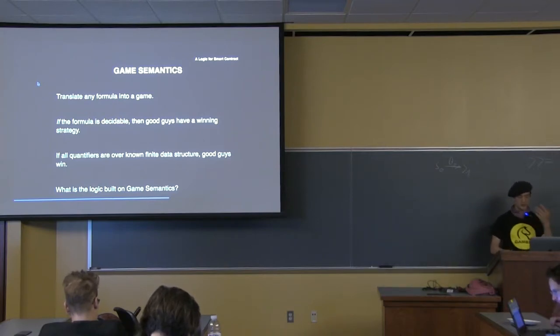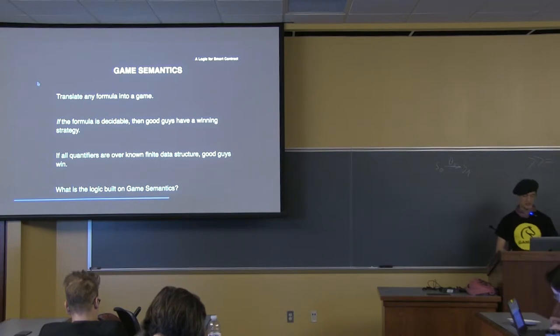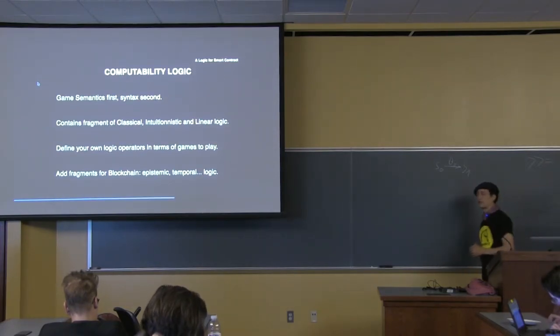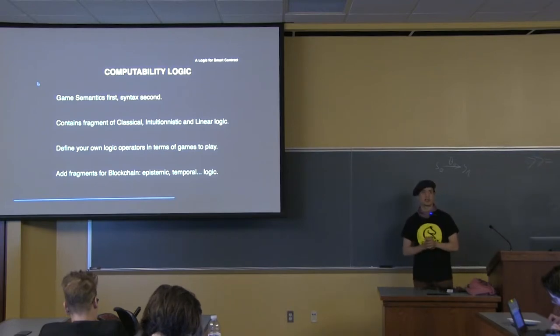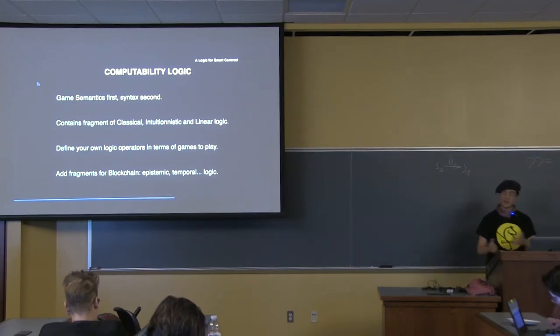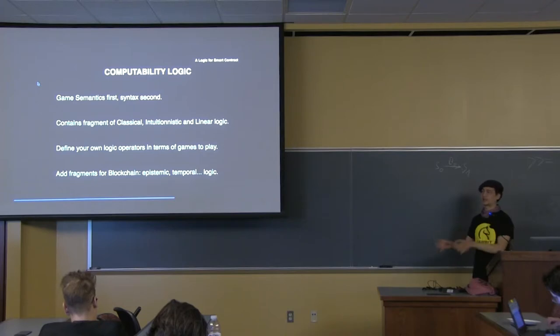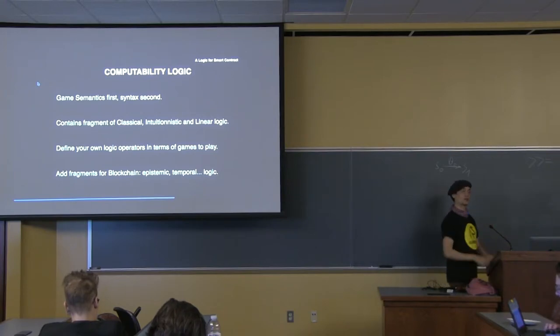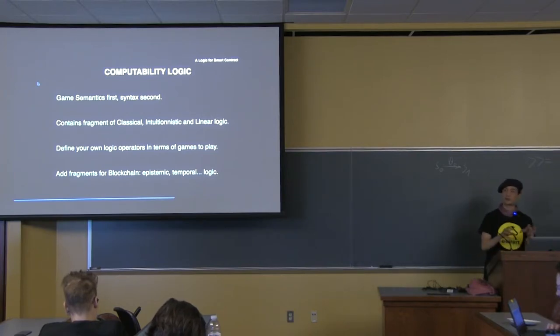And what is the logic built on game semantics that is the one that I really think is good? It's called computability logic. It's been developed by Giorgi Japaridze from Villanova University since 2003. Game semantics is much older than that. But what I like about Japaridze's approach is that he puts game semantics first and syntax second. A lot of people say, hey, here are formulas, let's try to give game semantics to them. He takes the opposite approach. Here are games. And the games are the primitives in this case.